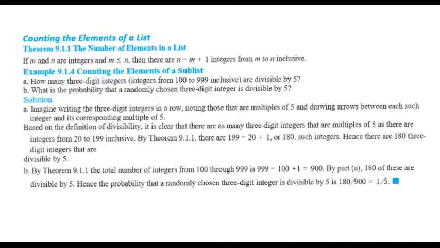Now, based on part A, we know that we have 180 different three-digit integers that are divisible by 5. So here we have n of E equal to 180, and we calculated n of S, the cardinality of the sample set, to be 900. So based on the definition of probability, we just need to calculate the ratio of 180 divided by 900, which is 1 divided by 5, or 20%.